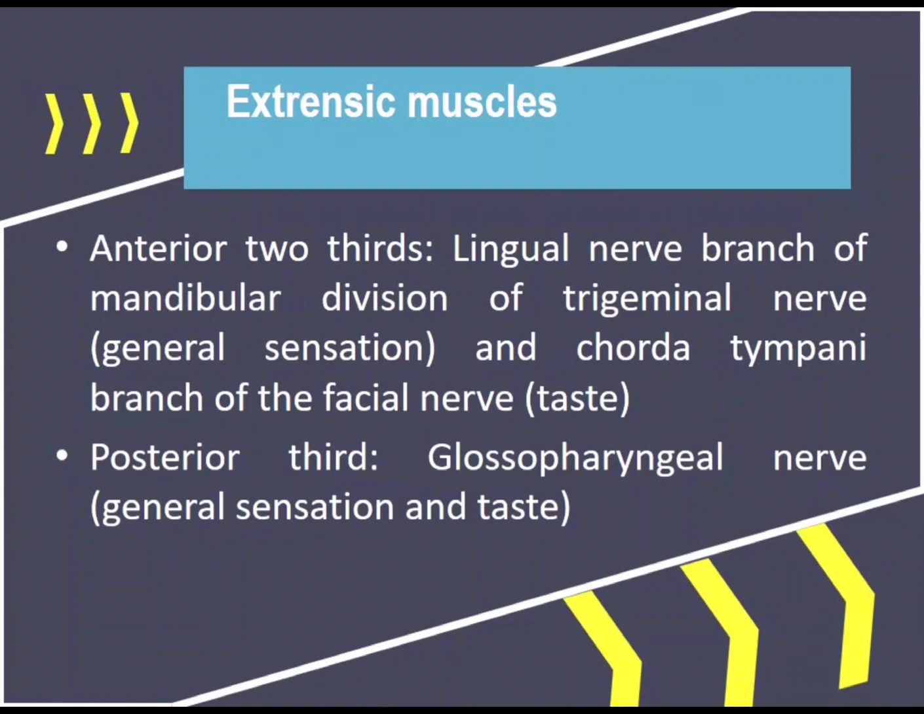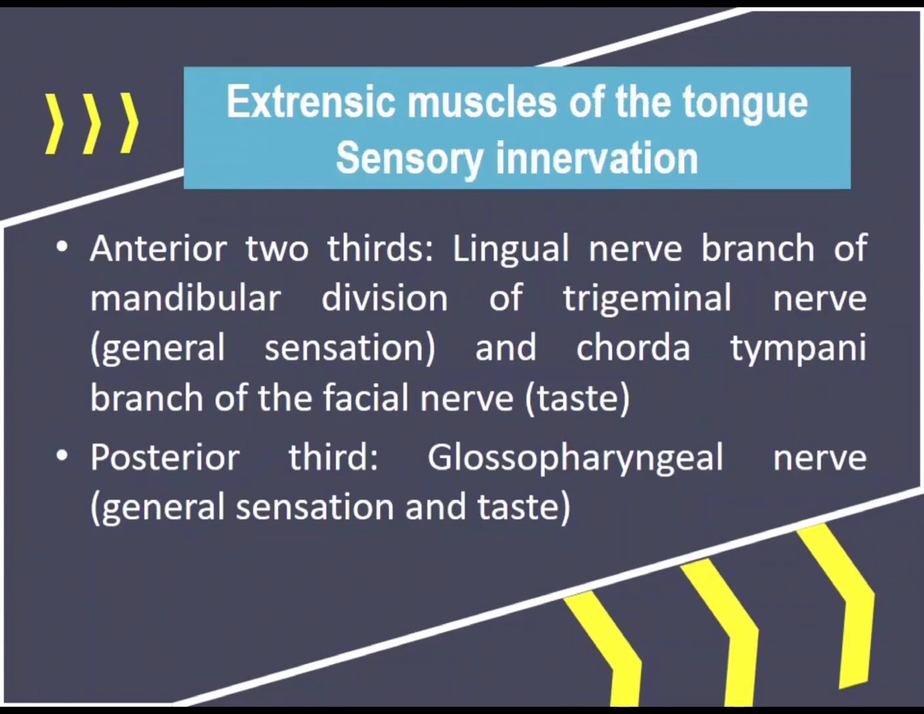Extrinsic muscles of the tongue, sensory innervation. The anterior two-thirds of the tongue comes from the lingual nerve, a branch of the mandibular division of the trigeminal nerve, for general sensation, and the chorda tympani branch of the facial nerve is for taste. For the posterior third, the glossopharyngeal nerve provides both general sensation and taste.